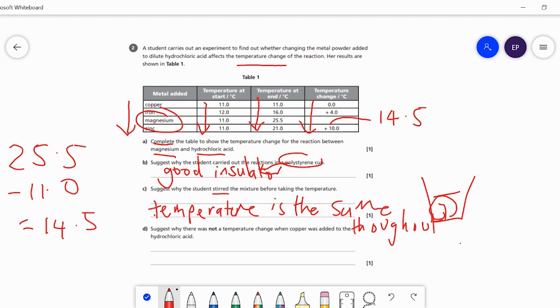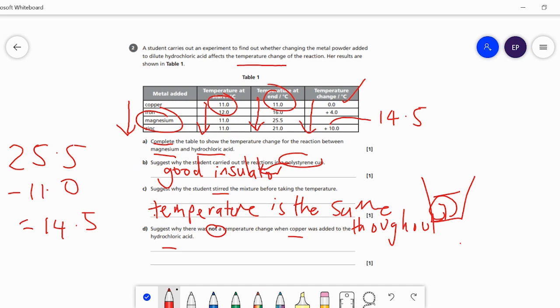D. Suggest why there was not a temperature change when copper was added to the hydrochloric acid. So in our table, we can see that the temperature at the beginning and at the end of the reaction with copper was the same, giving a temperature change of 0.0 degrees. And that's to do with the reactivity of copper. Copper is a very unreactive metal. In fact, it is less reactive than hydrogen.